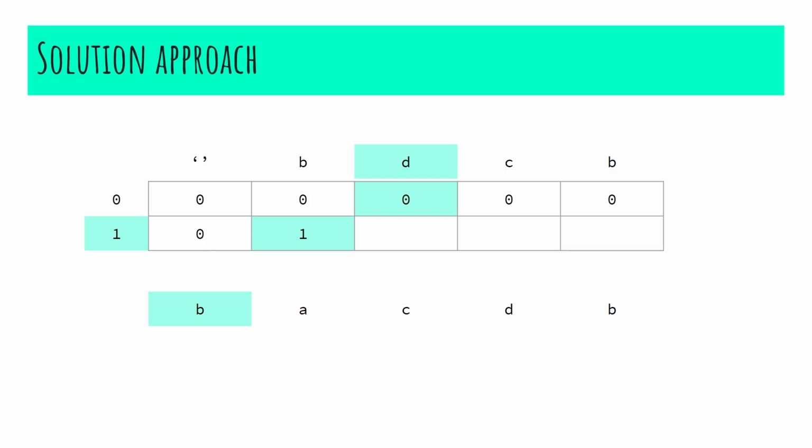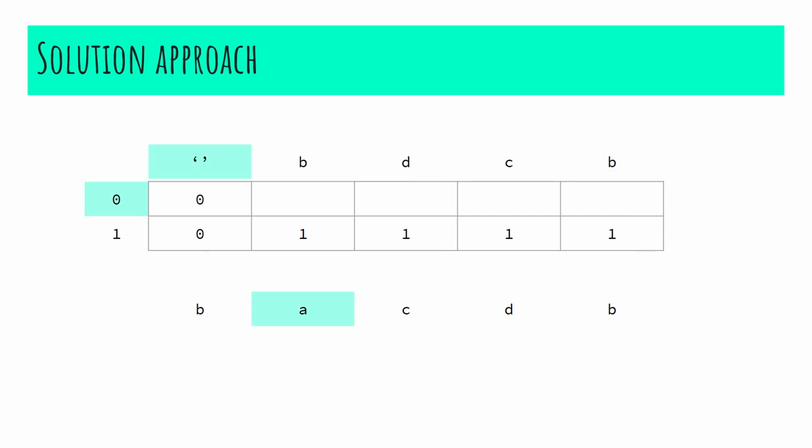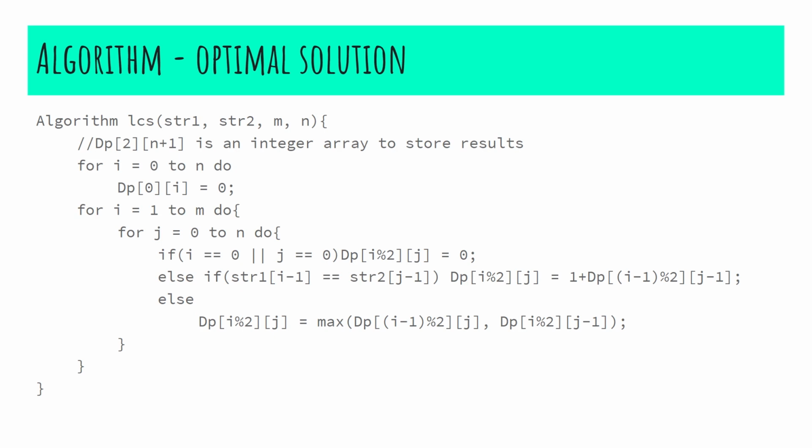After completing the second row, we jump back to the first row and start filling. After we traverse through both the sequences, the DP array will look like this, and the value inserted in the last column of the lastly visited row will be our required value. This is the algorithm for the optimal solution.